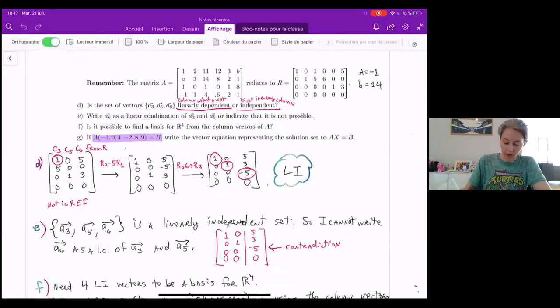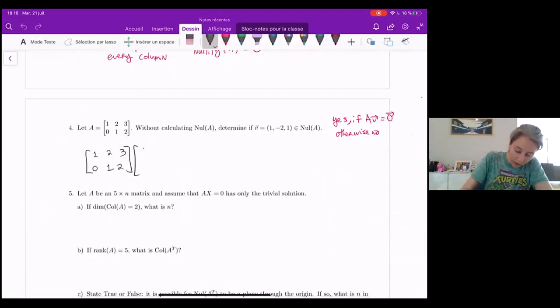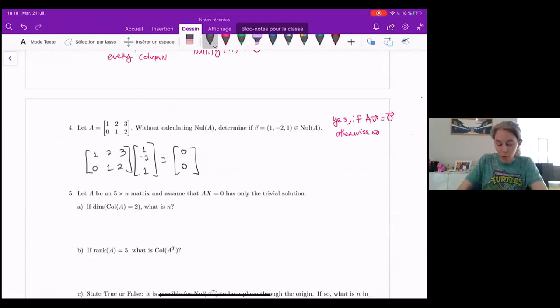V is 1, negative 2, 1. Let's get back to that. So when I do this multiplication, I get 1 minus 4 plus 3, and guess what? That's 0. 0 minus 2 plus 2, that's 0. So yes, V is in the null space of A.